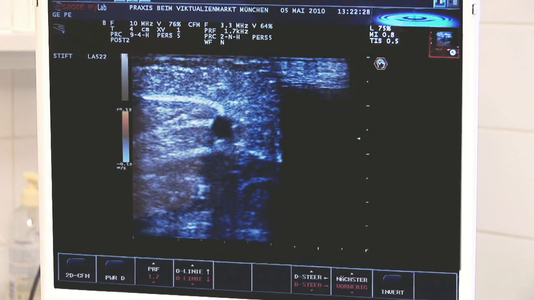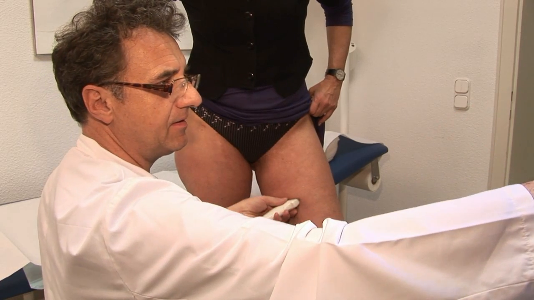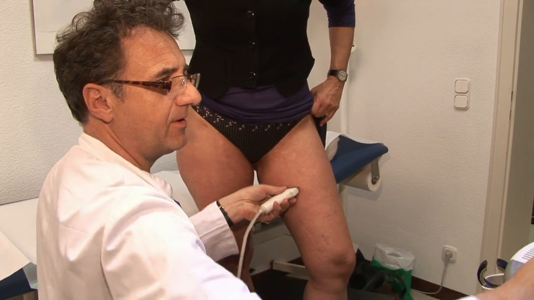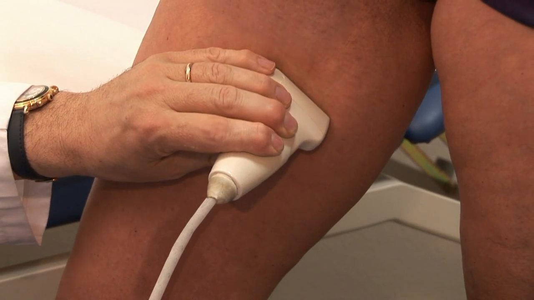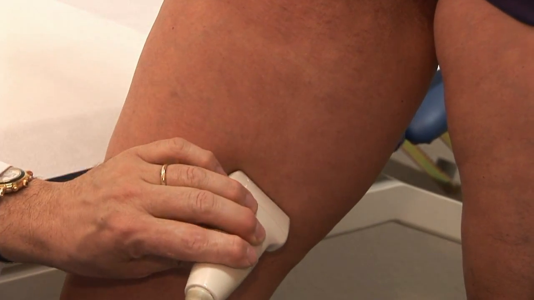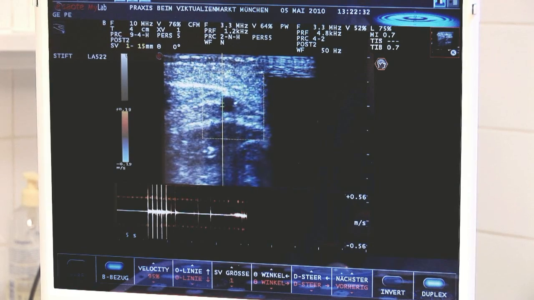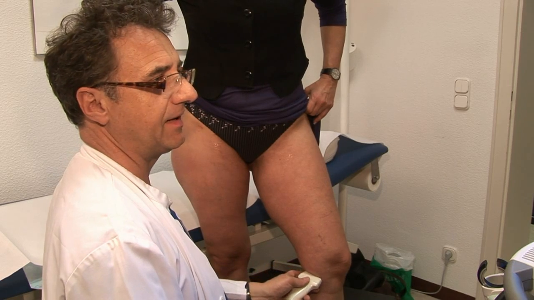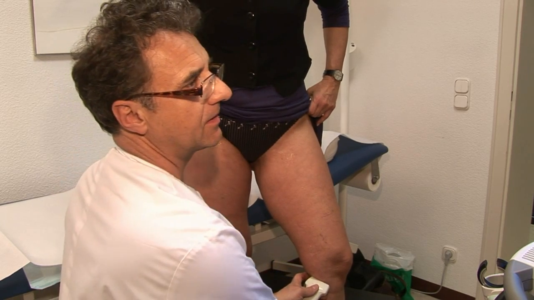To examine the great saphenous vein, the course of the vein is followed to the saphenofemoral junction, where a check is made for pathological reflux. Subsequently, the small saphenous vein is examined, particularly at its opening into the popliteal vein in the popliteal cavity.